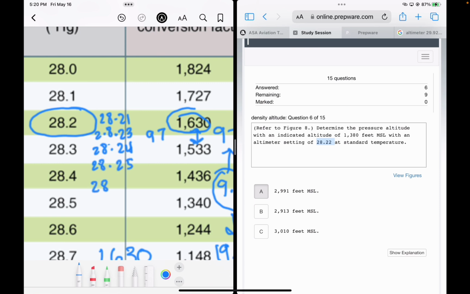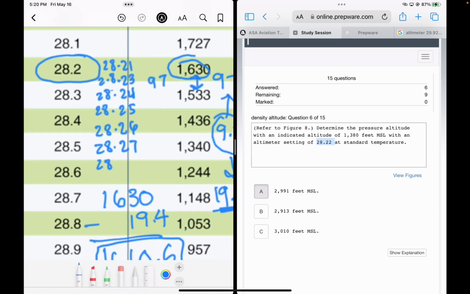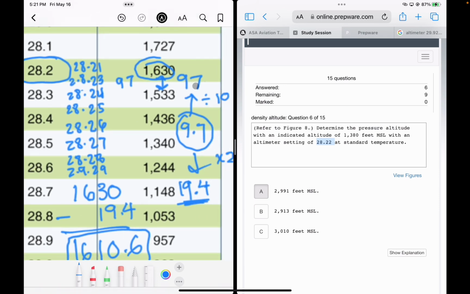Again, I remind you, if you don't want to listen to this explanation, it has nothing to do with aviation, it's just nerdy math. Go ahead and skip, okay? So why did I take this number and divide that by 10? Because between this number and this number, there are 10 digits. So I divided it by 10, and we got 9.7.